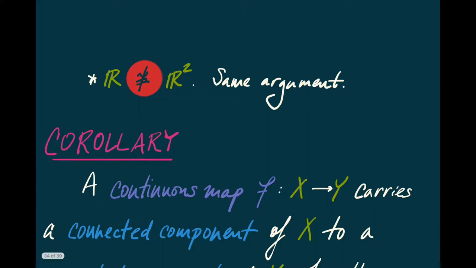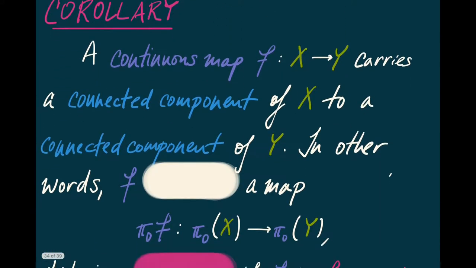We can get even more refined information. We can count the number of connected components. And that turns out to be an important invariant of our subspace of Euclidean space. Here's how that works. If I have a continuous map f from X to Y, and I consider a connected component of X, that will have to map to a connected component of Y. That is, the image of a connected component of X will have to be connected in Y, and so it will have to live inside some connected component in Y. What we say is that f induces a map from the set of connected components of X to the set of connected components of Y. We call this map pi naught of f.